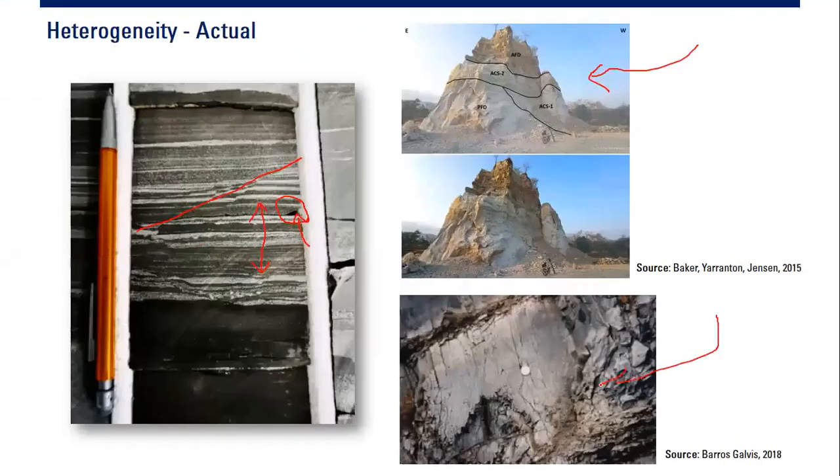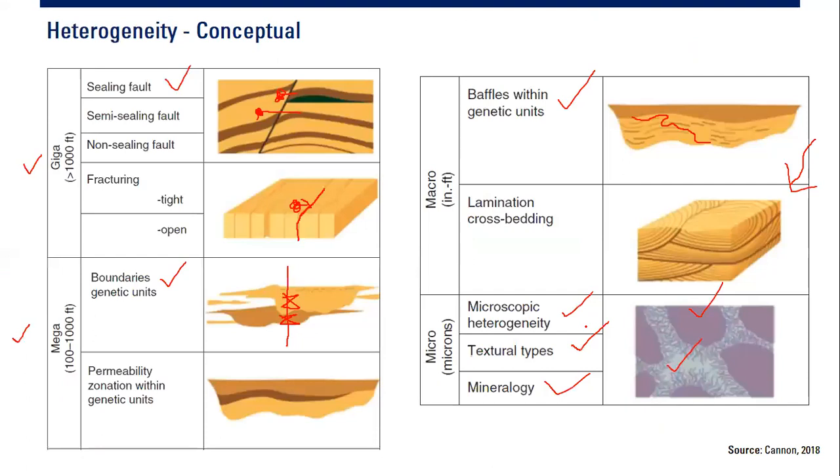And this is picture of fractures. And of course, this side is very different from this side. And it can happen down there in our reservoir, in subsurface. I think that's all for heterogeneity.